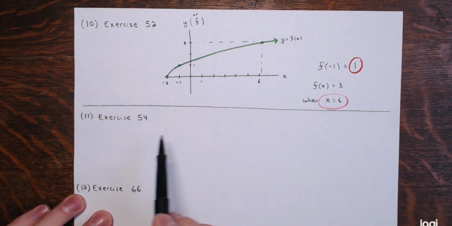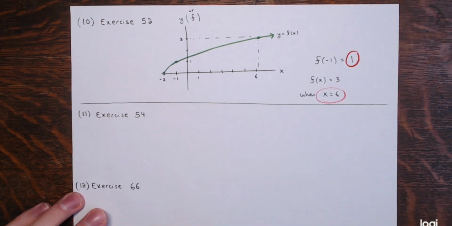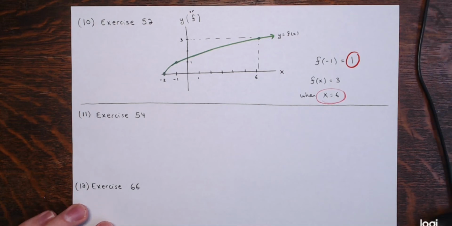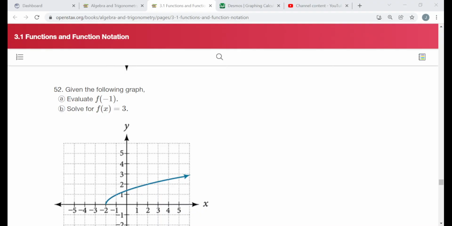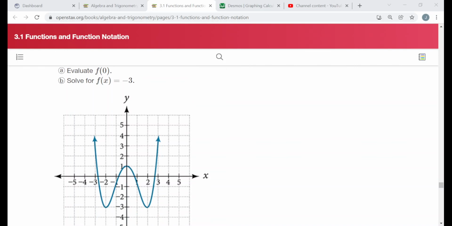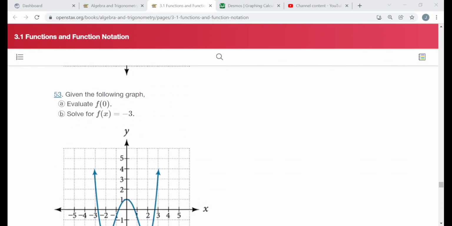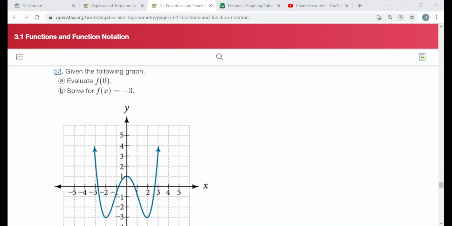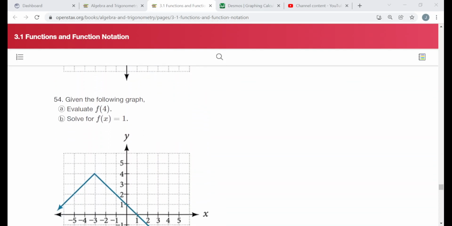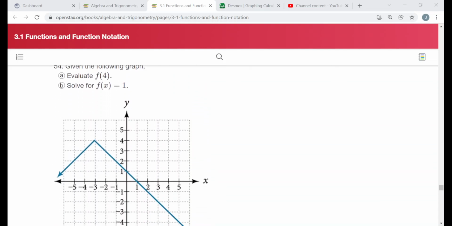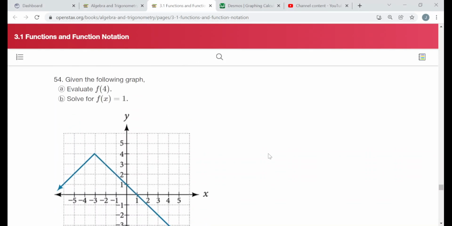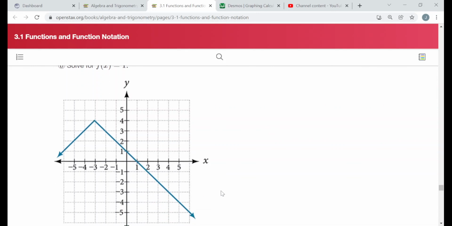Then number 11, exercise 54, very similar. Another graph, and they ask us some information. Again, I'll leave the odd numbered ones. You can actually look at the solutions by clicking on the highlights, the links. I'll leave those to you if you want to work on those. So given the following graph, this V-shaped graph down here.